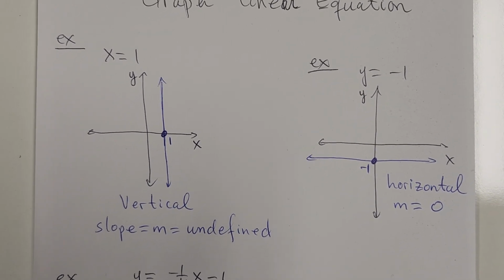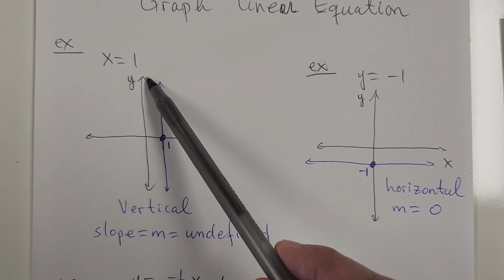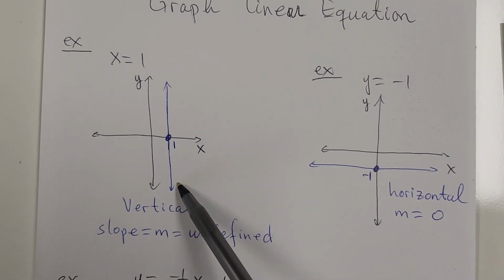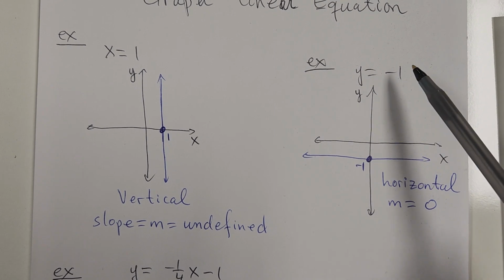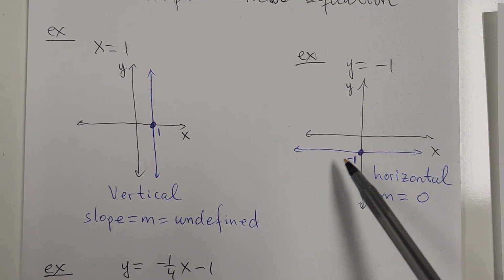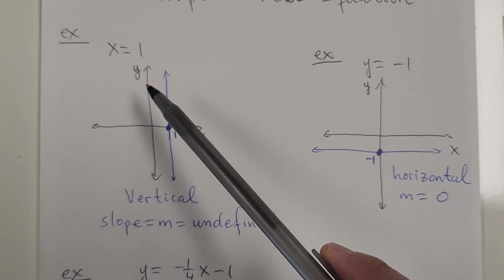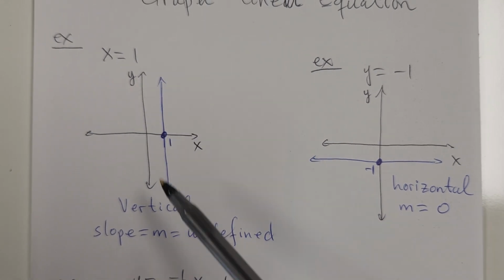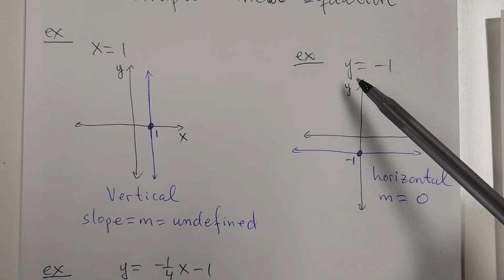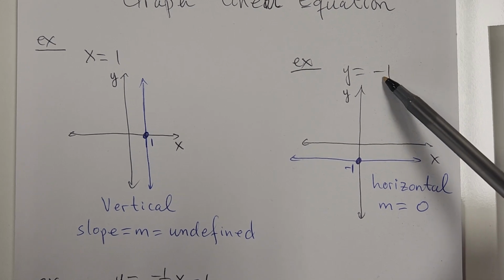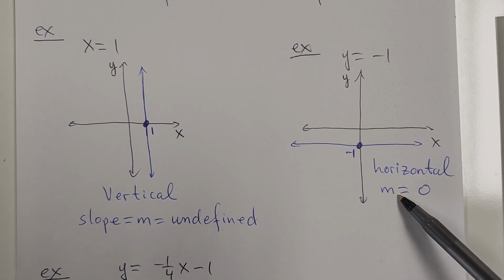So one more time, x equals a number will give me a vertical line. y equals a number will give me a horizontal line. And the slope for x equals a number will be undefined. The slope for y equals a number will be 0.